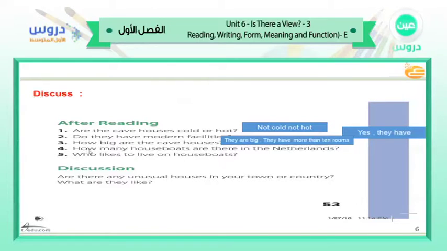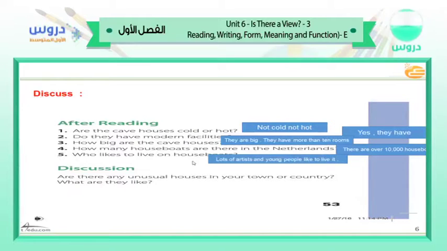The fourth question is about how many houseboats there are in the Netherlands. I think there are more than 10,000. There are more than 10,000 houseboats. The fifth question is who likes to live in the houseboats? According to the answer, gentlemen and girls, we have some special people who like to live in these houses, like artists and young people. Yes, that's great. Lots of artists and young people like to live in them. That's right.